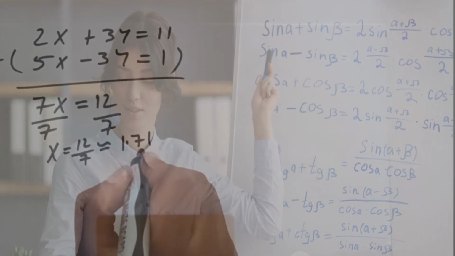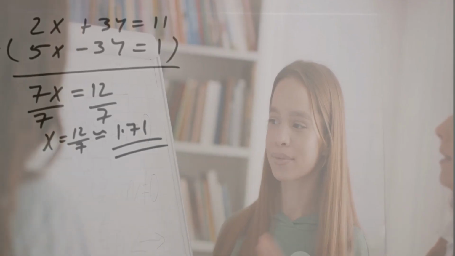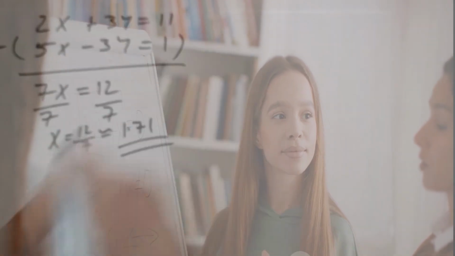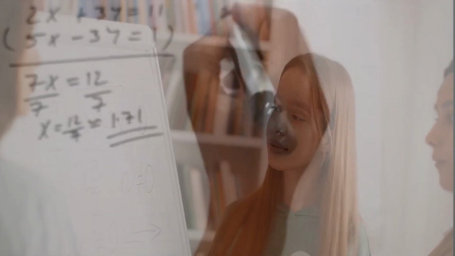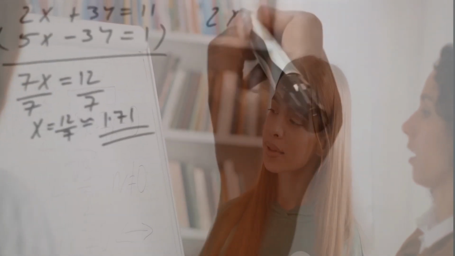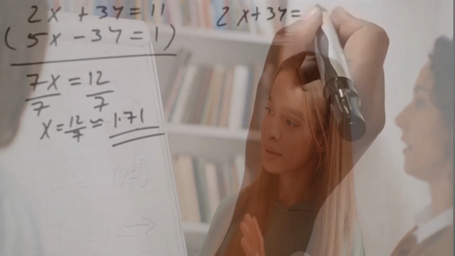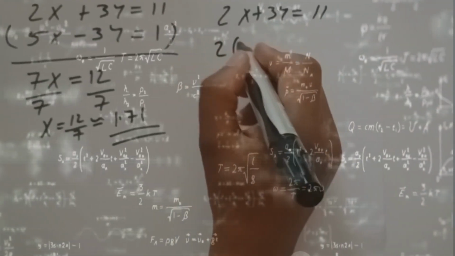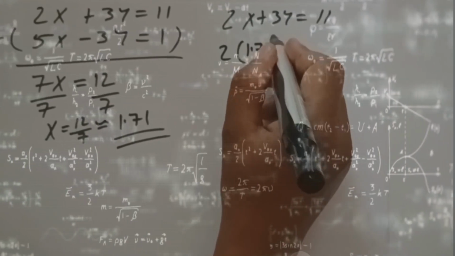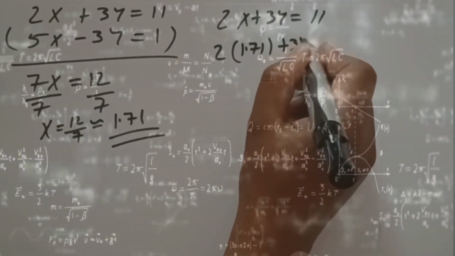The 3y and the -3y cancel each other out, leaving us with 7x equals 12. Now to find the value of x, we simply divide both sides of the equation by 7. This gives us x equals 12 over 7, or roughly 1.71. But wait, we're not done yet.